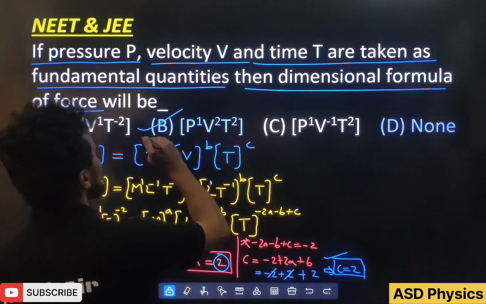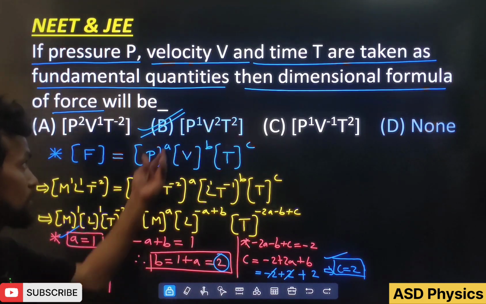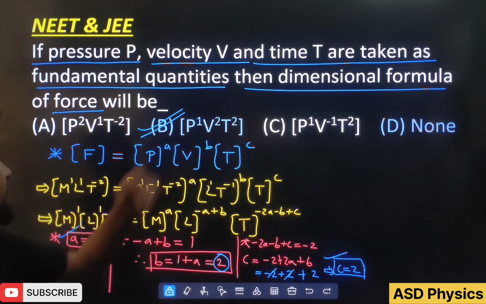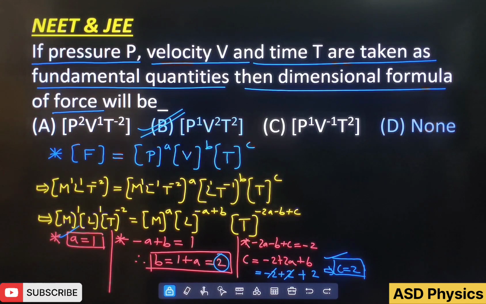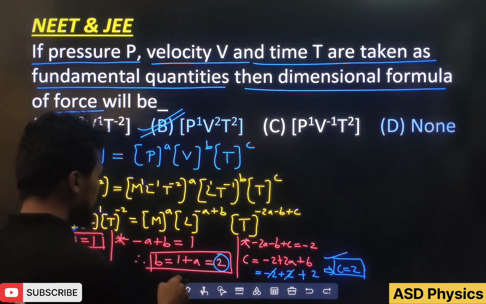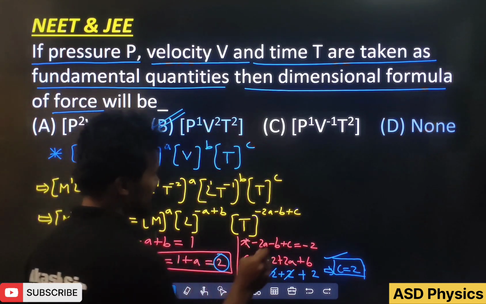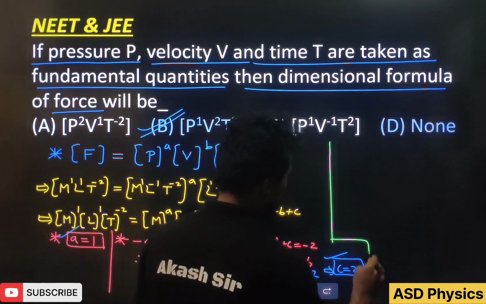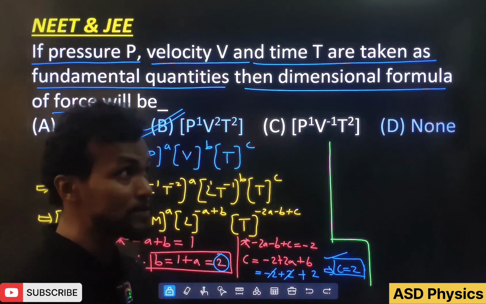The correct option is option B, P power 1, V square and T square. Kindly see very well. This kind of approach we have to do when this question is asked in NET and all that, if in case directly MCQ is there.